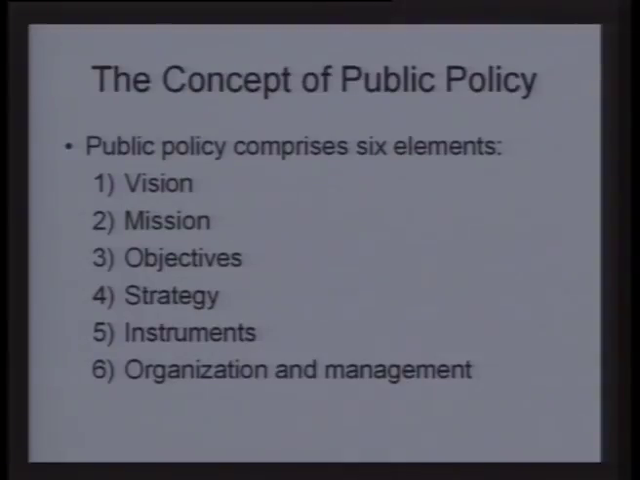There are many elements in the agriculture policy. There are 6 major elements which we have to include in the agriculture policy or any policy. The first element is the vision, second is the mission, then objectives, strategies, instruments, and organization and management. We will discuss all these elements in detail.